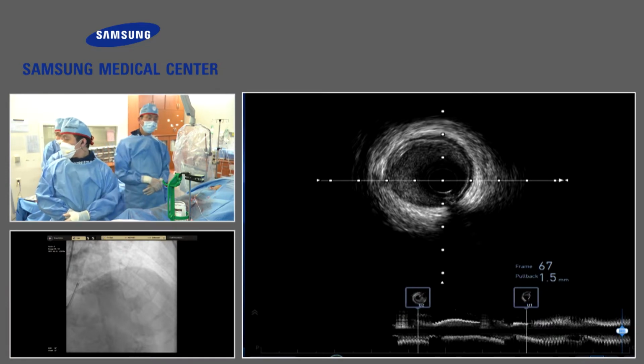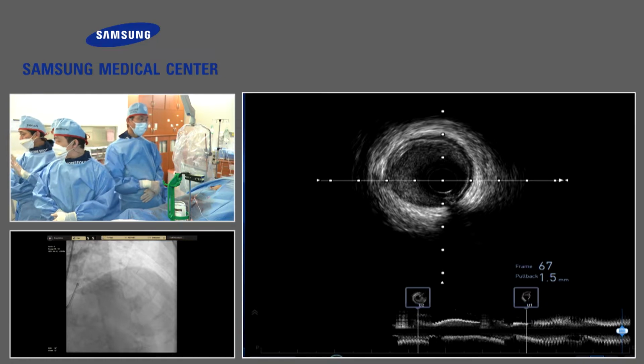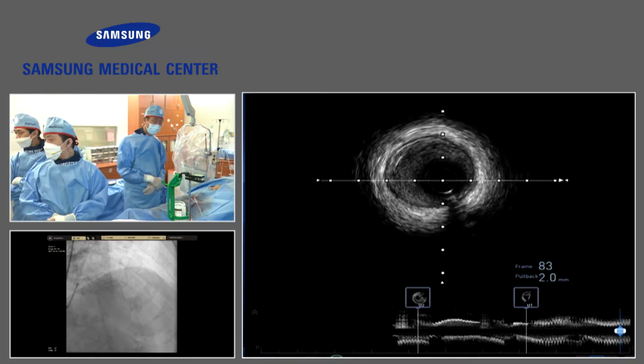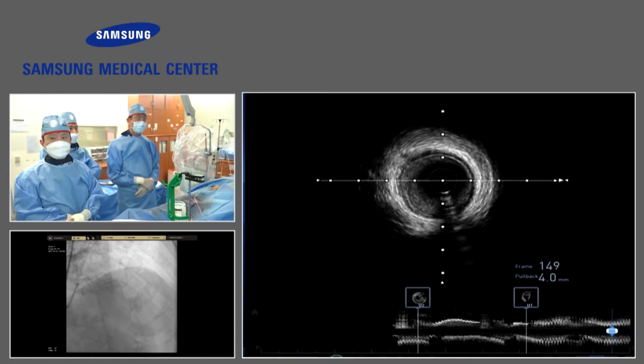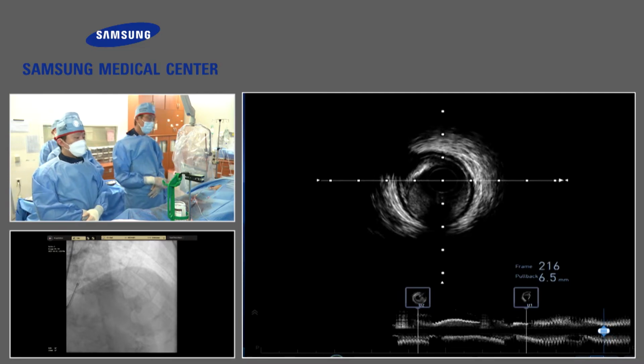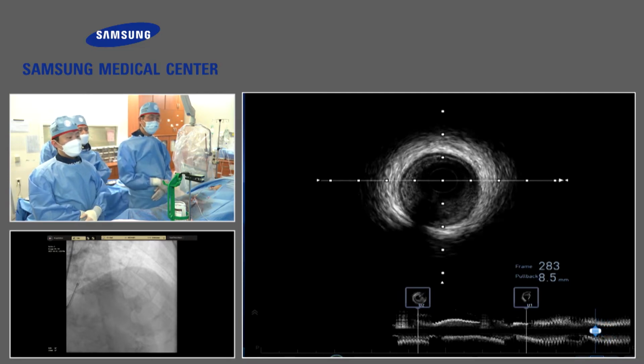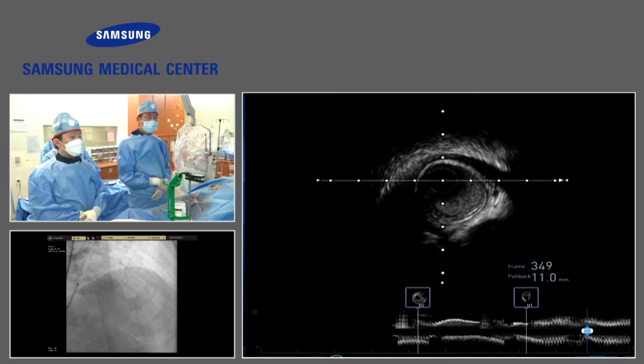Just, okay, please do angio-guided PCI. No. Actually, I strongly recommend IVUS-guided PCI. Yeah, as Dr. Hong mentioned, the vessel size is tricky in the bifurcation.